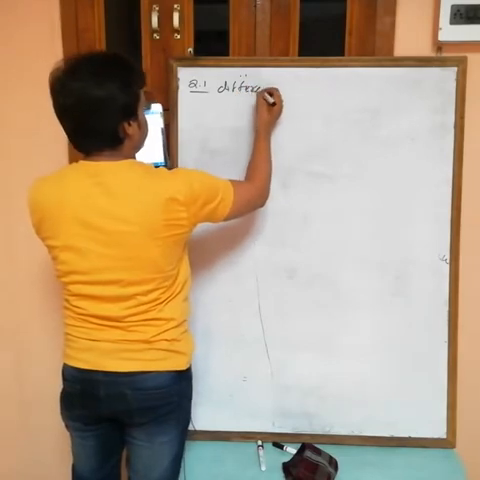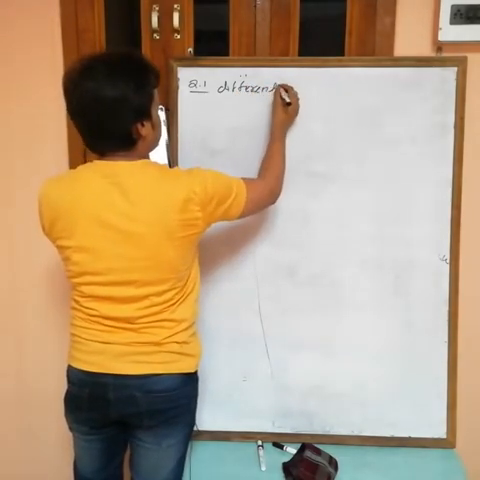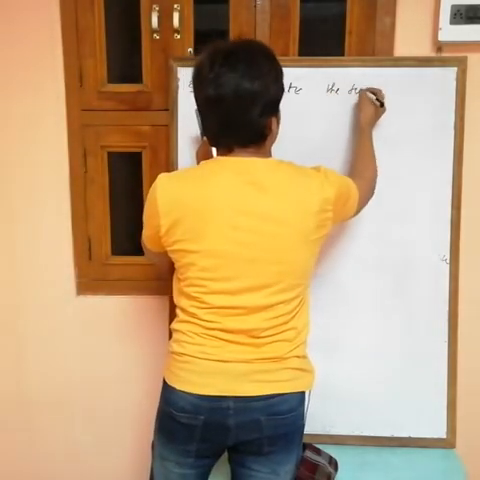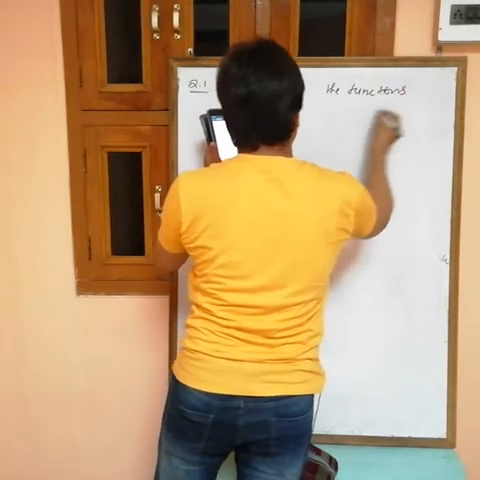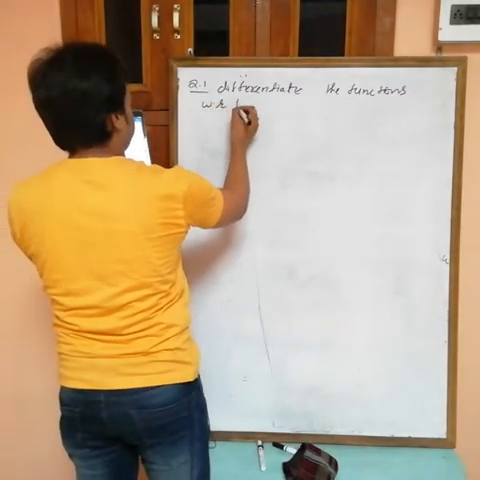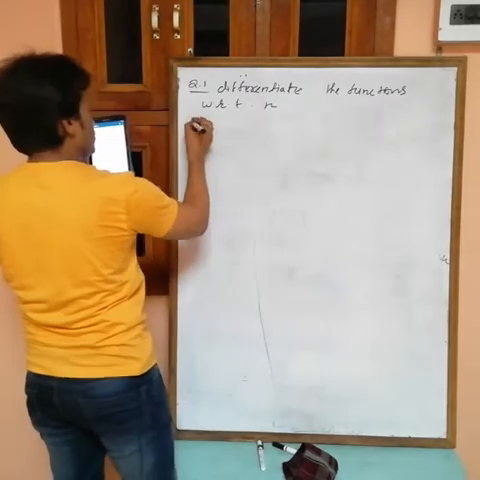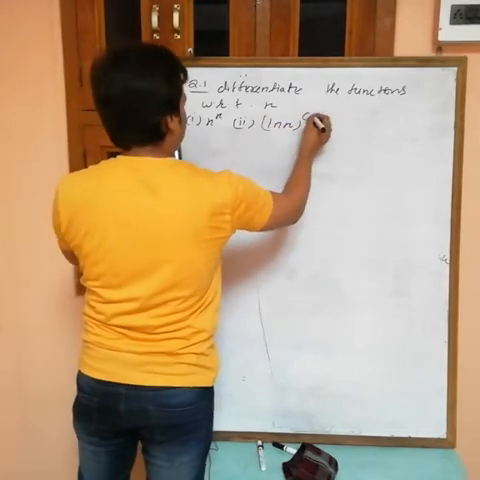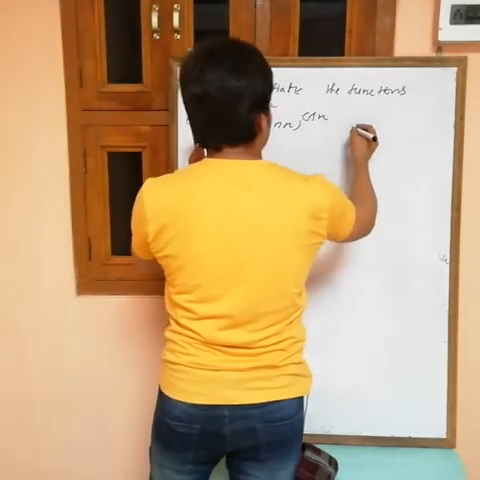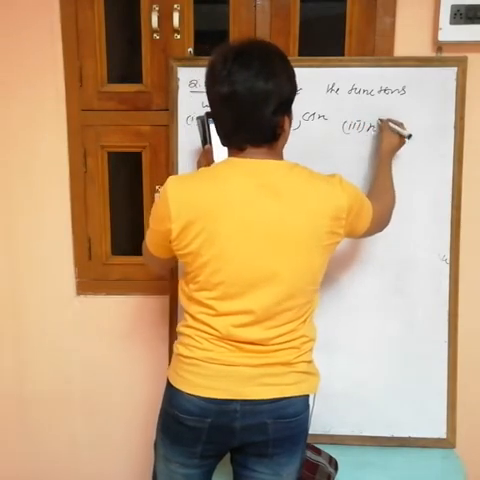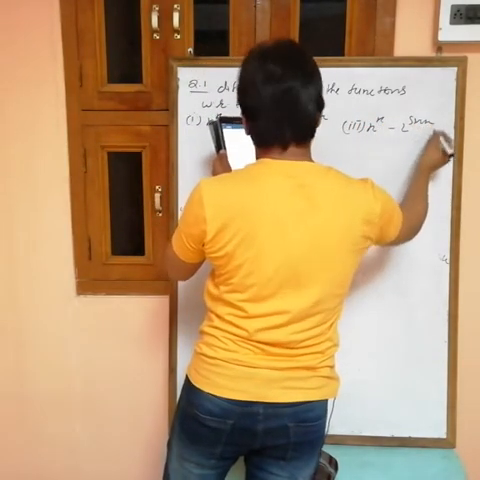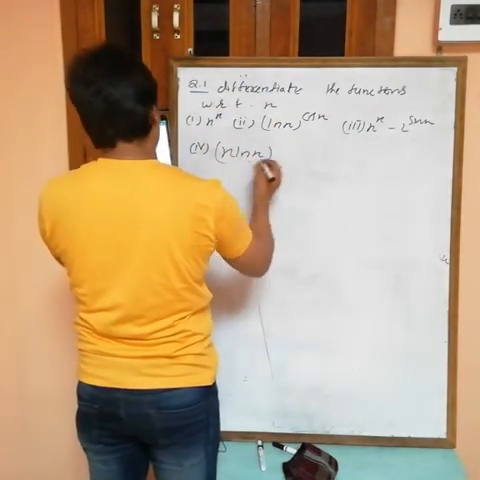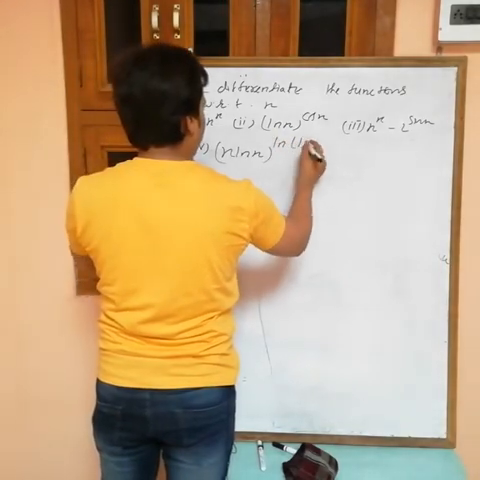Differentiate the functions with respect to x. Okay, first one is x power x, second one is (ln x) power cos x, third one is (x minus 2) power sin x, and fourth one is (x ln x) whole power ln of ln x.